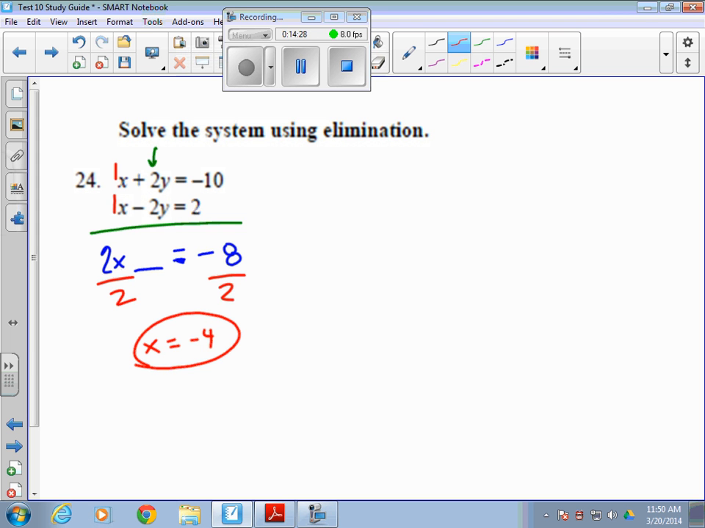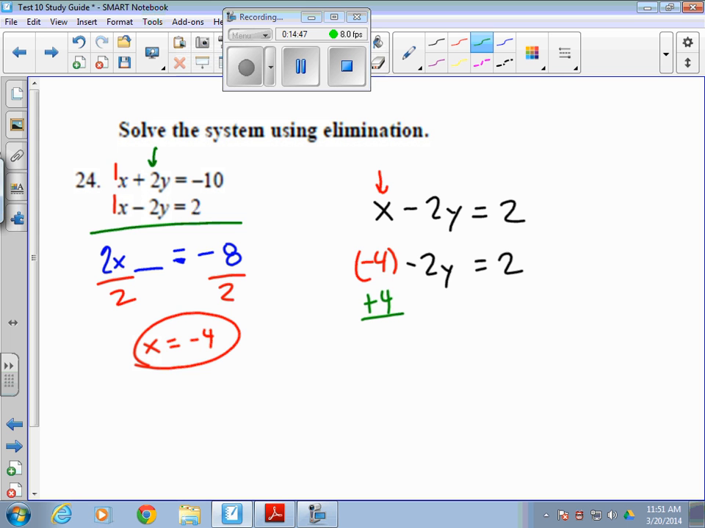Substitute it back in just like a few problems ago in order to get y's value. It doesn't matter which equation you use. x minus 2y equals 2. I just grabbed the one on the bottom. Plug it in or substitute it in right there. Negative 4 is our new value. Minus 2y equals 2. Undo negative or minus 4 by adding it to both sides.